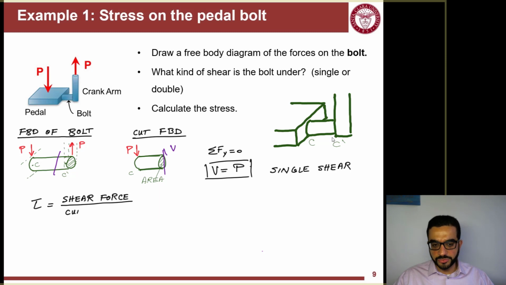And then tau would equal the shear force over the cut area, and I just want to emphasize here that this is an average shear stress. Tau average will equal V divided by A.